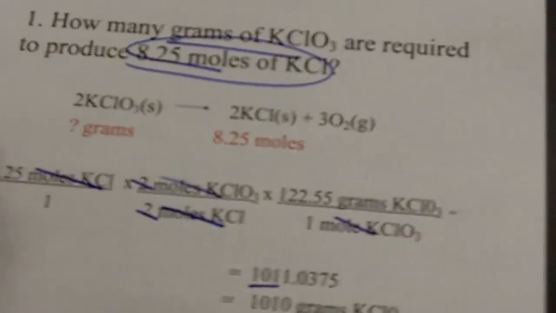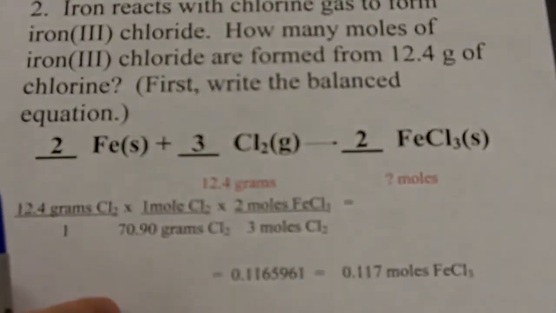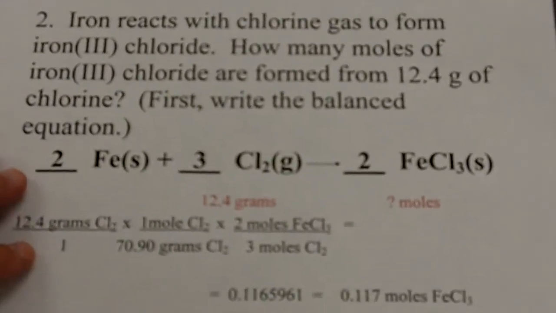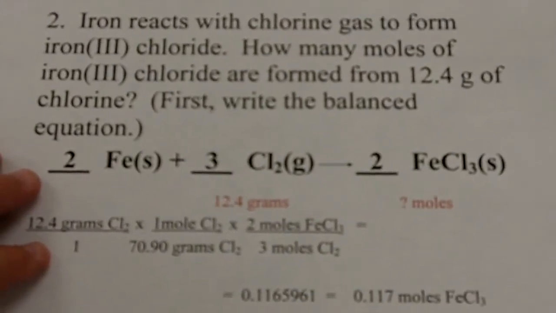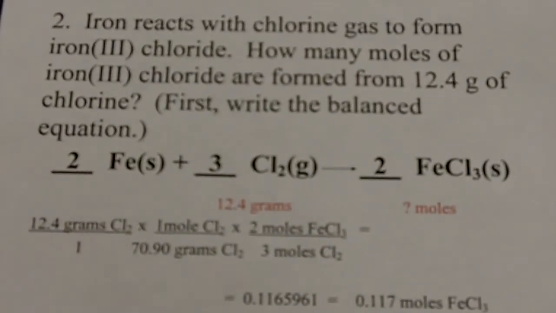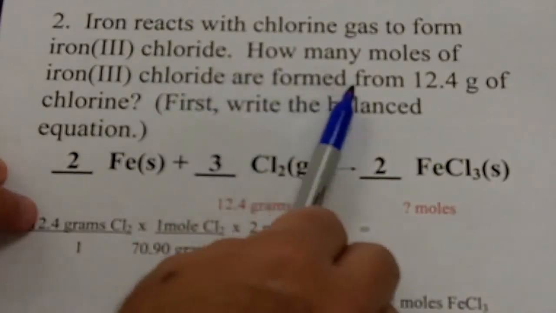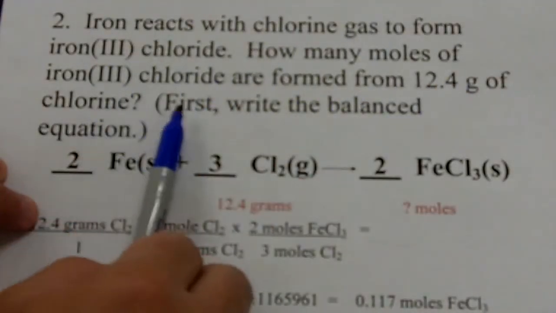Now let's go the other way. Let's go from grams to moles. It's exactly the same technique. Here we have a problem that states this. It says that iron reacts with chlorine gas to form iron 3 chloride. How many moles of iron 3 chloride are formed from 12.4 grams of chlorine?